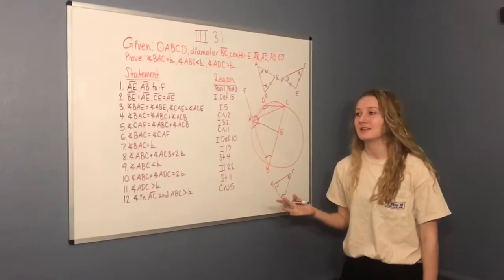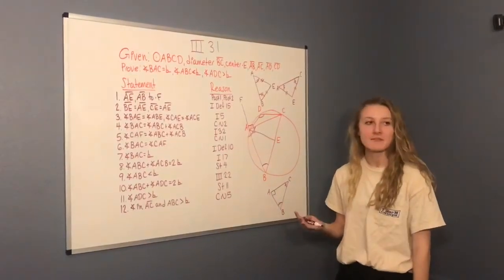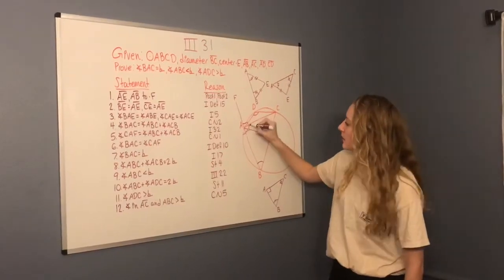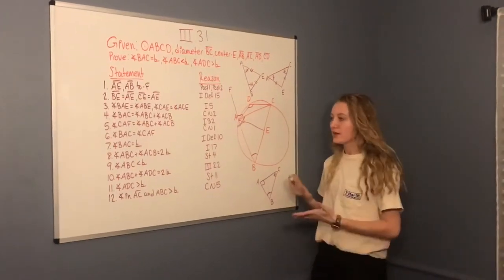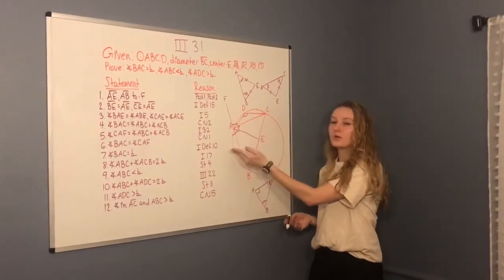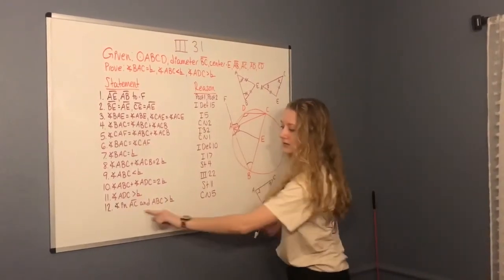The reason for that is common notion 5. Common notion 5 says that the whole is greater than the part. So the whole we have is this part right here, and the part we're trying to prove is that it's just greater than a right angle. The right angle is part of the whole, so that means that this whole is bigger than a right angle.